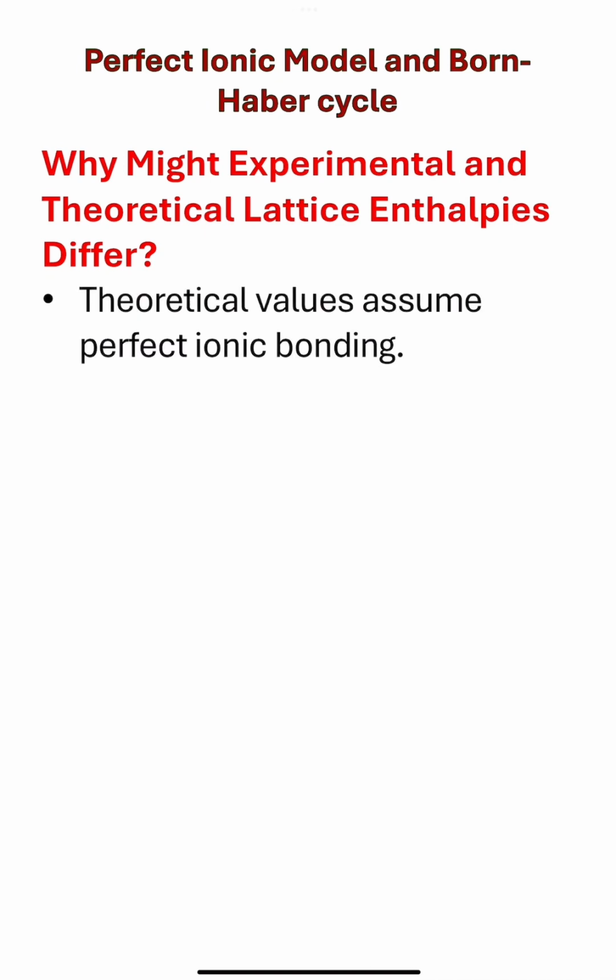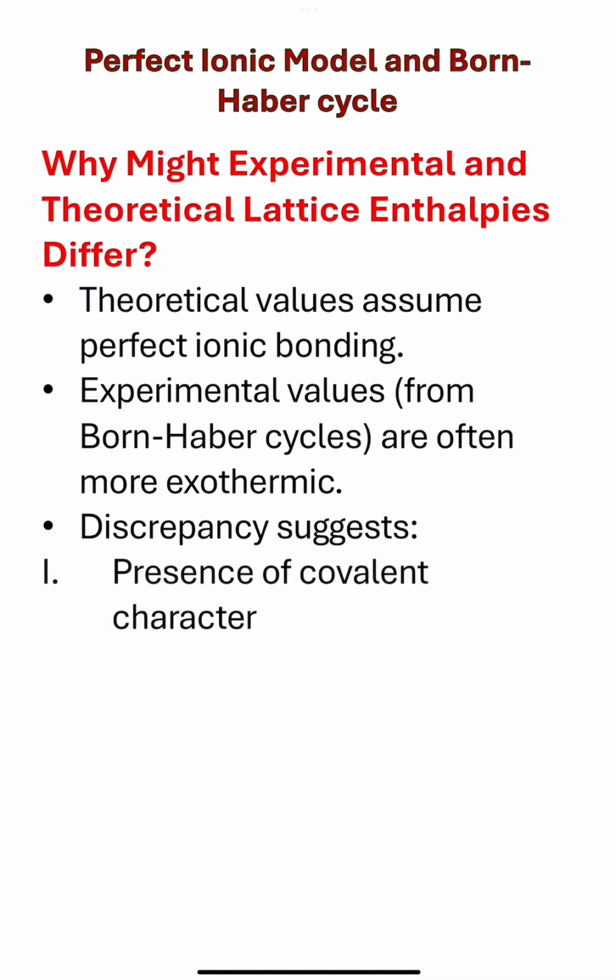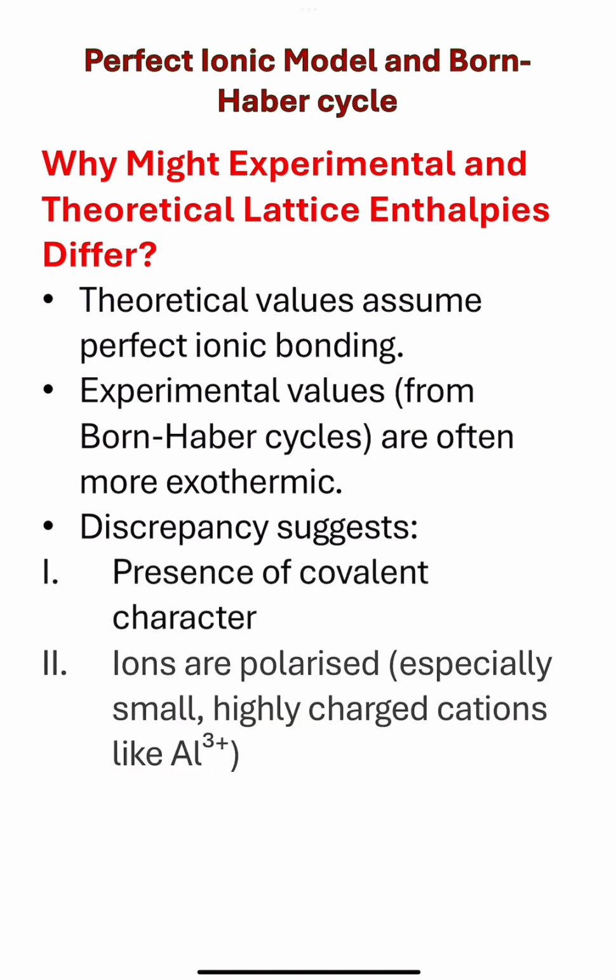So why might the experimental and theoretical lattice enthalpies differ? Theoretical values assume perfect ionic bonding, while the experimental values, the values that we get from the Born-Haber cycles, are often more exothermic. There is a discrepancy, and this discrepancy suggests that there is some covalent character for the ionic compounds, and ions are polarized, especially when we have small, highly charged cations like aluminium.